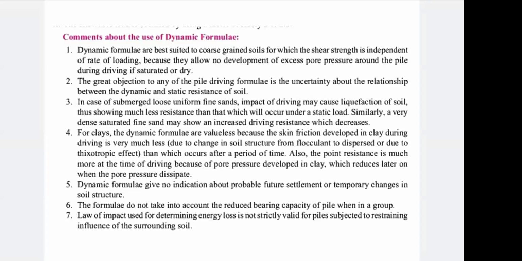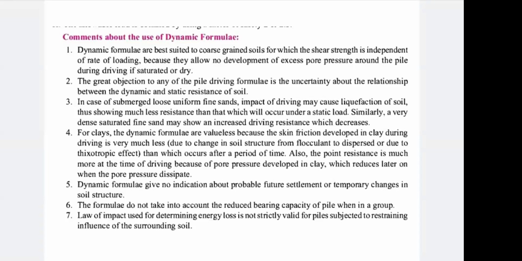The formula does not take into account any reduction of the bearing capacity of a pile when in a group. If you are using 6 piles, the formula does not take any account to reduce the load bearing capacity. If you have a 100 kilonewton load and 5 piles, each pile should take about 20 kilonewton load.